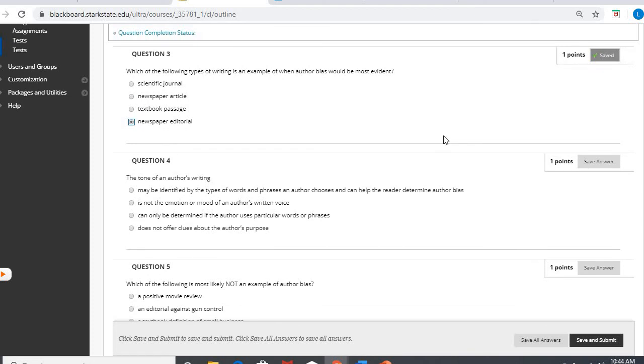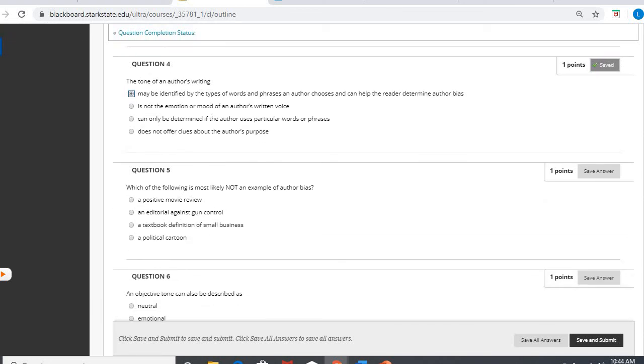Question 4, the tone of an author's writing. So if you remember, if you've already watched the chapter 8 videos from week 11 and then week 12, the tone is kind of the words that are being used. So the types of words that an author chooses, they're allowing their mood, their emotions to kind of come through in the writing that they use.